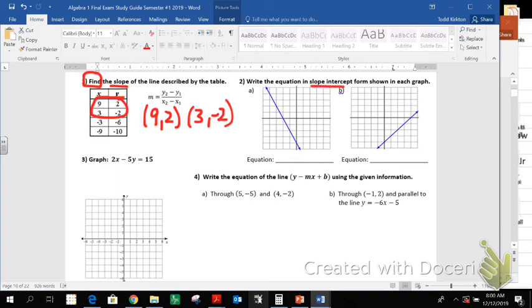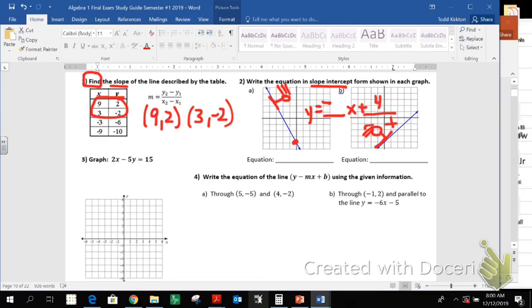Write the equation in slope-intercept form as shown on each graph. You guys are pretty good at this. Y equals mx plus b. And just go to the graph, find the value. Don't forget about slope, dude. Okay, most of you get the b value right all the time, and sometimes you forget that this slope is negative. So that slope's negative. This one is going up, so this has a positive slope.